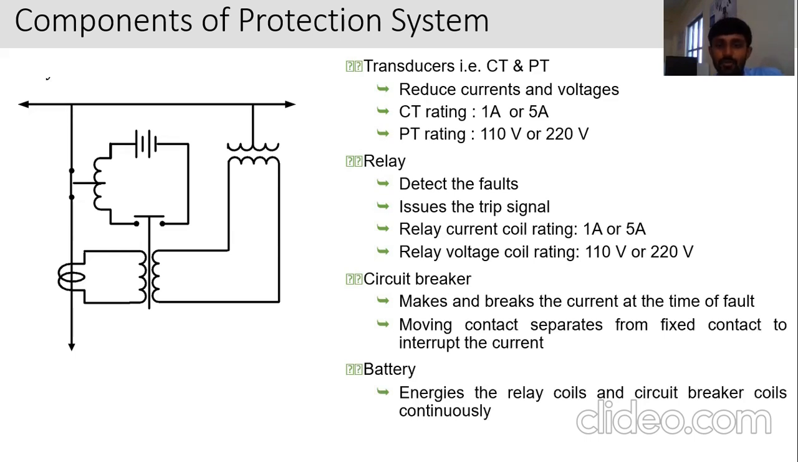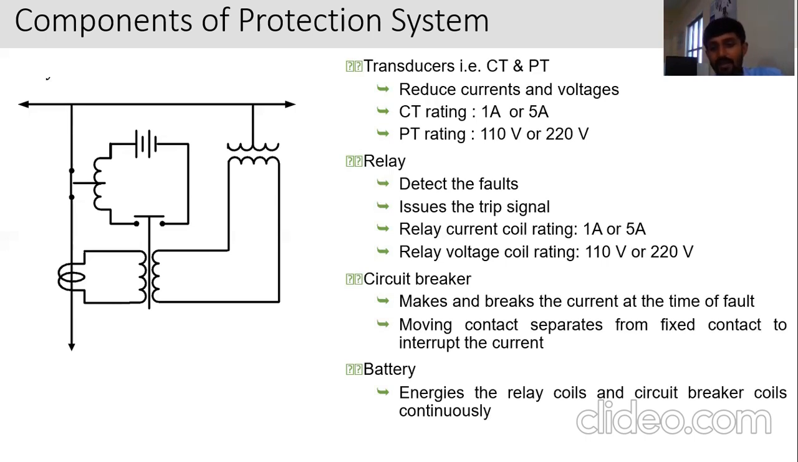The third one is the circuit breaker. The circuit breaker is used to break the current at high levels. You will see what a circuit breaker is in the chapter on circuit breakers: how it reacts and how it separates the two contacts from the power system.